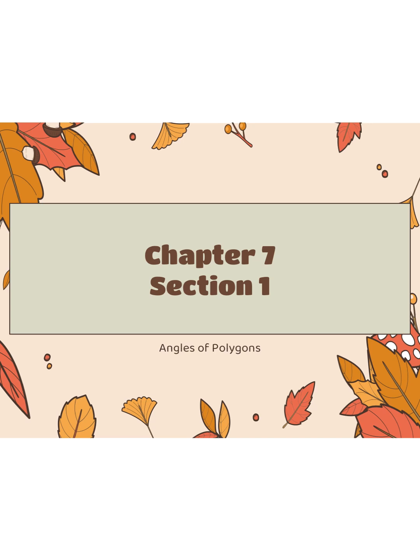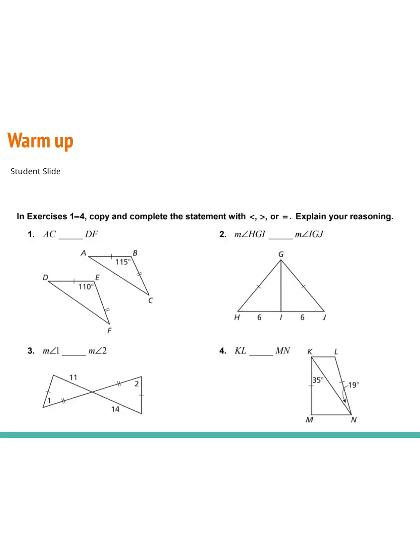So today we're going over Chapter 7, Section 1. We're going to start with the warm-up. As we can see, AC is going to be greater than DF because the angle is 115, while the other angle is 110, therefore making that triangle a little bit bigger.